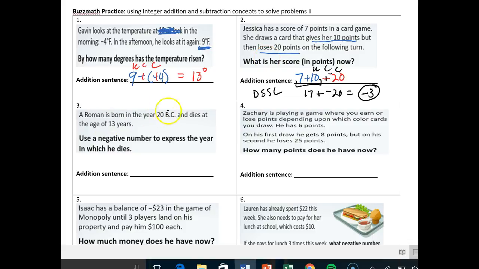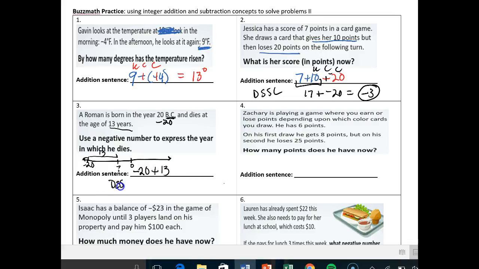A Roman is born in the year 20 BC. BC means before Christ. It's also negative, so -20. And dies at the age of 13 years. Use a negative number to express the year in which he died. Well, let's see. If we thought about a timeline, right? Here's the timeline of 0, that's when Jesus is born. But -20 is when he's born. He only lives for 13 years, right? So if this is 13 years, what number does he die at? So basically this is saying -20, because before Christ, -20, plus 13. He gets to live for 13 years.